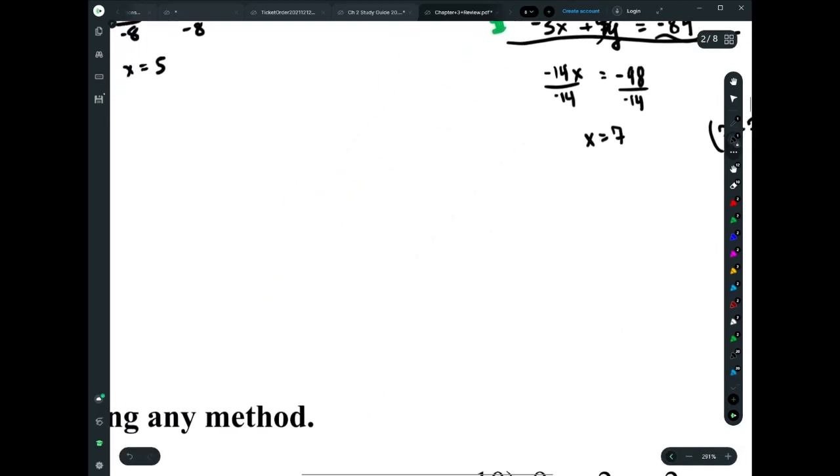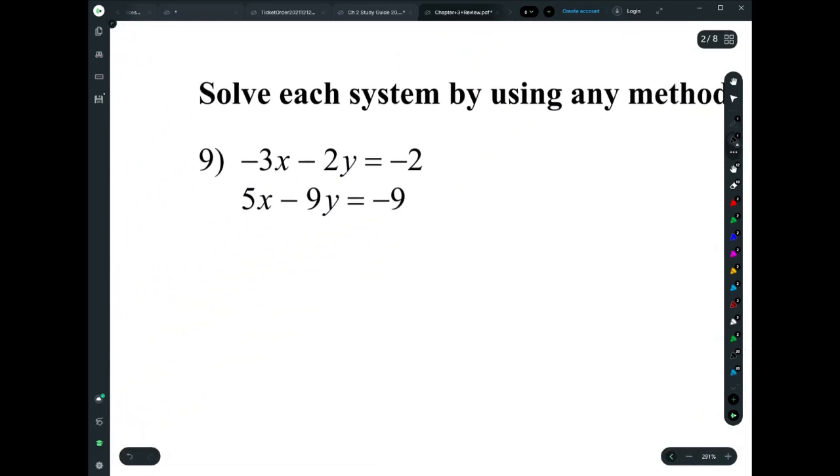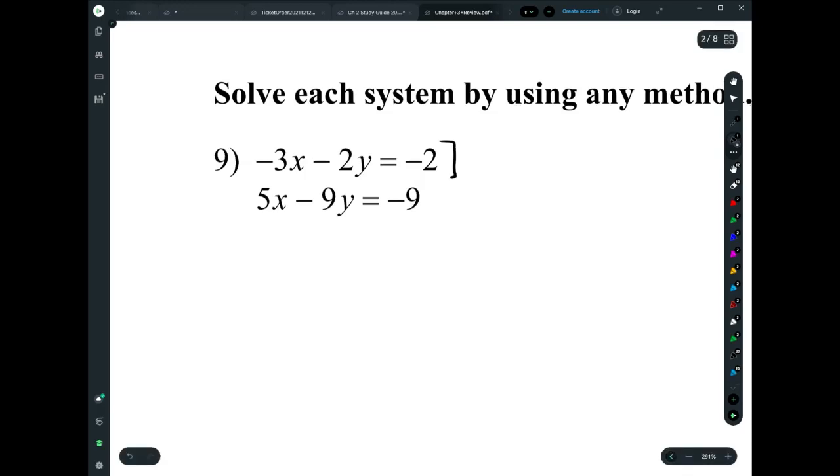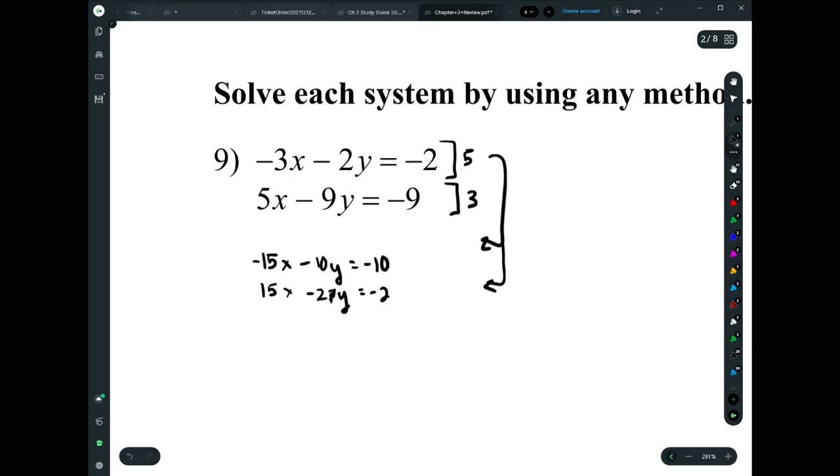All right. Sometimes you have your choice, whichever method you want to choose, substitution or elimination. In this case, if we multiply, say, the top by 5 and the bottom by 3, we're going to see what happens, and the x's will cancel. So top by 5 would be negative 15x minus 10y equals negative 10. Bottom by 3 would be 15x minus 27y equals negative 27. And then adding together, the x's will cancel.